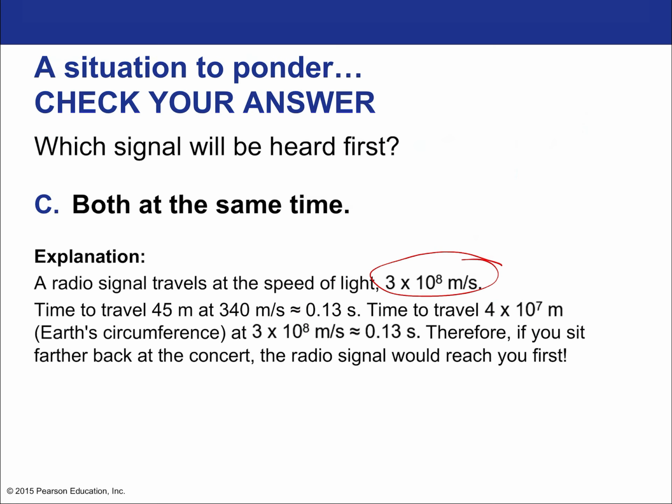So 300 million meters per second, and then sound travels at a measly 300. It's always easy to compare sound and light, because you can think they're both 300. One is 300 million meters per second, and the other is just 300 meters per second. Now, of course, sound more accurately is about 340, at least in room temperature air. And so then we have a time, both approximately, it's not exact, of about 0.13 seconds.